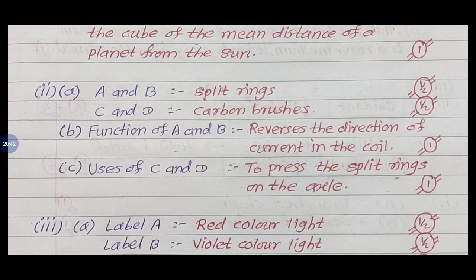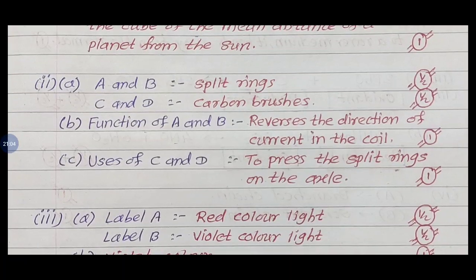Second option, a sub question is given. Parts A and B are the split rings. C and D are the carbon brushes. Half mark, 1 mark. Function of A and B means function of split rings. What is the function? Reverses the direction of the current in the coil. 1 mark. Uses of C and D, that is the use of carbon brushes: to press the split rings on the axle.